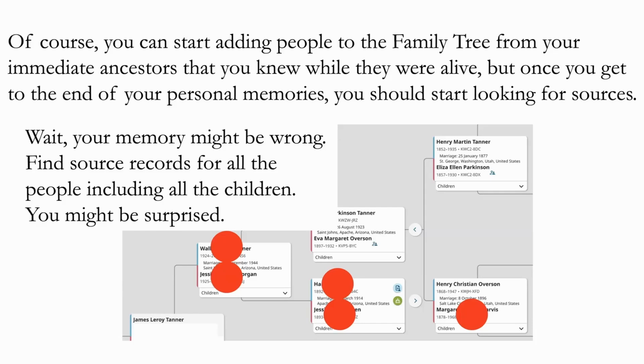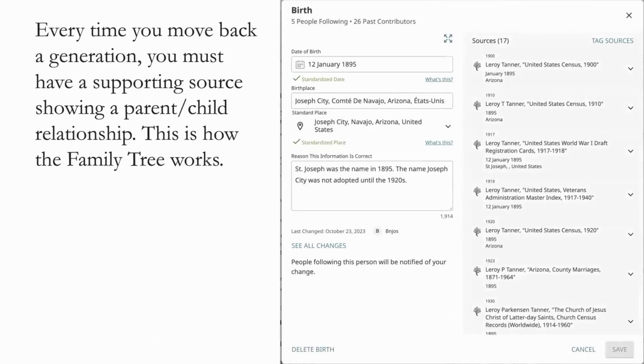And that's the same thing we're working here. We're just simply saying that we're working under that same kind of assumption, that we want to make sure that this information is correct, no matter how much you believe it is and how many years you've been celebrating somebody's birthday. So every time you move back a generation, you have to have a supporting source for a parent-child relationship. This is how the family tree works. So I put in my father, and I would need to have some record that showed that he was the son of Leroy Parkinson Tanner, who was my grandfather.